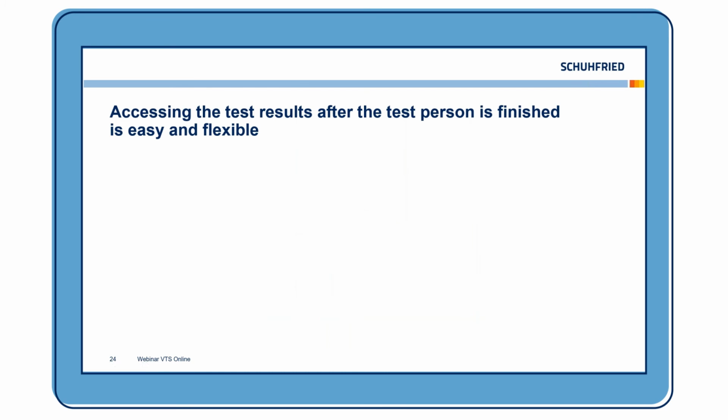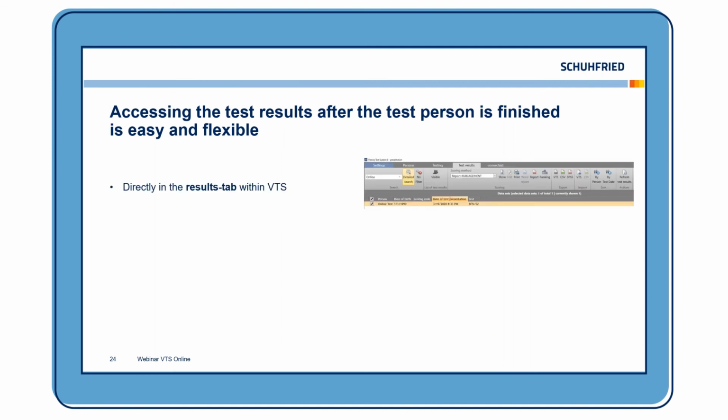When all of the testing is done, when the participant went through all of the questions, accessing the test results afterwards is also very easy and flexible. As soon as the participant is done testing, the results will appear in the results tab within the VTS. So just as you know, and as per usual in the Vienna test system, the test results will show up in the test results tab, and you can show them with any scoring method you want to choose.